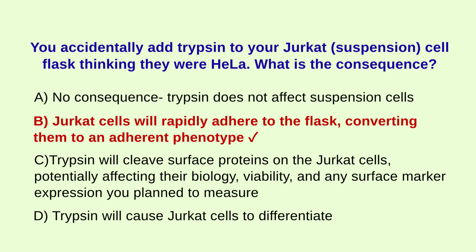Here's why. Trypsin doesn't distinguish between adherent and suspension cells. Its job is to digest cell surface proteins, regardless of the cell type. In your cat cells, trypsin can remove important CD markers, cytokine receptors, and other surface proteins. This can affect cell function and produce inaccurate results, especially if you're planning flow cytometry or any experiment that depends on intact surface markers. That's why suspension cells should never be trypsinized. Instead, they should be collected by centrifugation and resuspended in fresh medium.